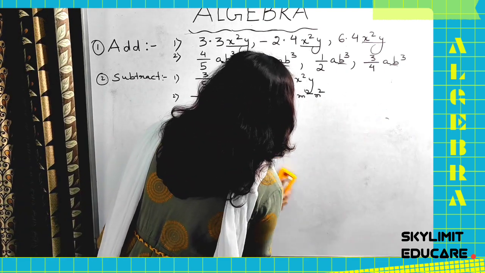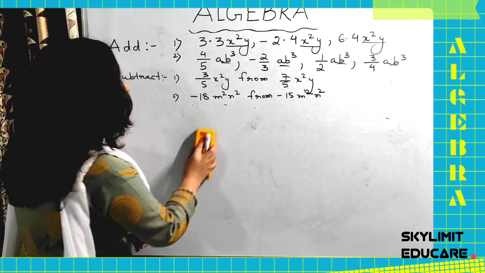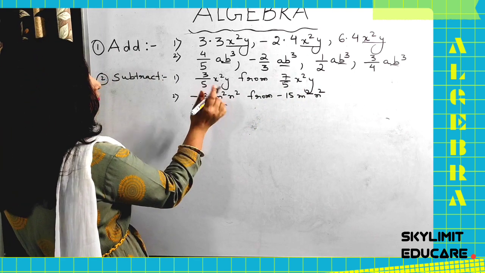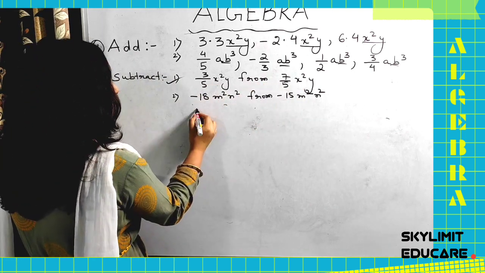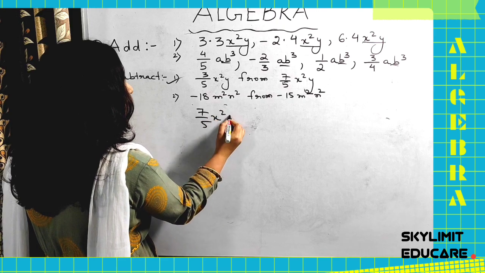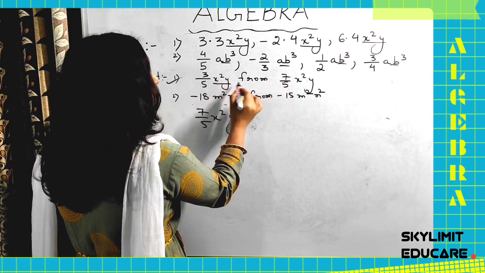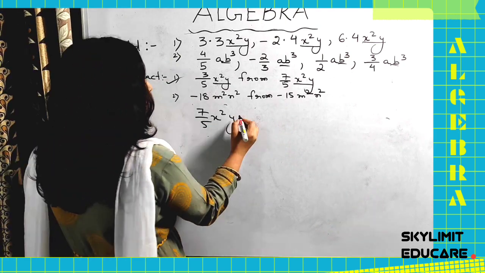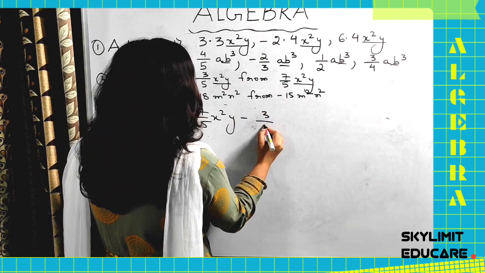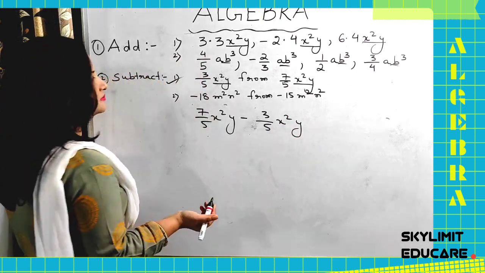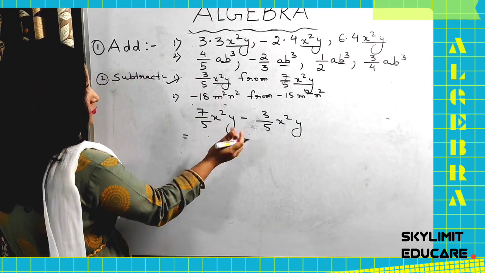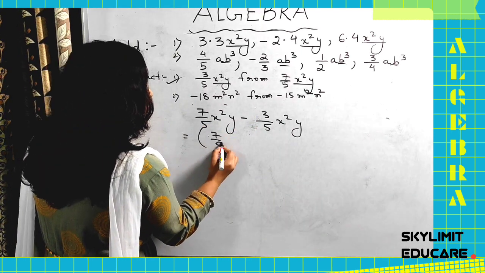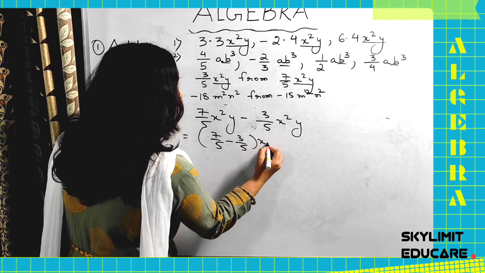Now let's come to the next question fast. The next question is subtract 3 by 5 x square y from 7 by 5 x square y. So I'll write 7 by 5 x square y. Both are like terms, you can see, having the same variable part x square y. So 7 by 5 x square y minus 3 by 5 x square y. Very simple. You have to subtract 7 by 5 minus 3 by 5. If you want, you can write like this: 7 by 5 minus 3 by 5, x square y.